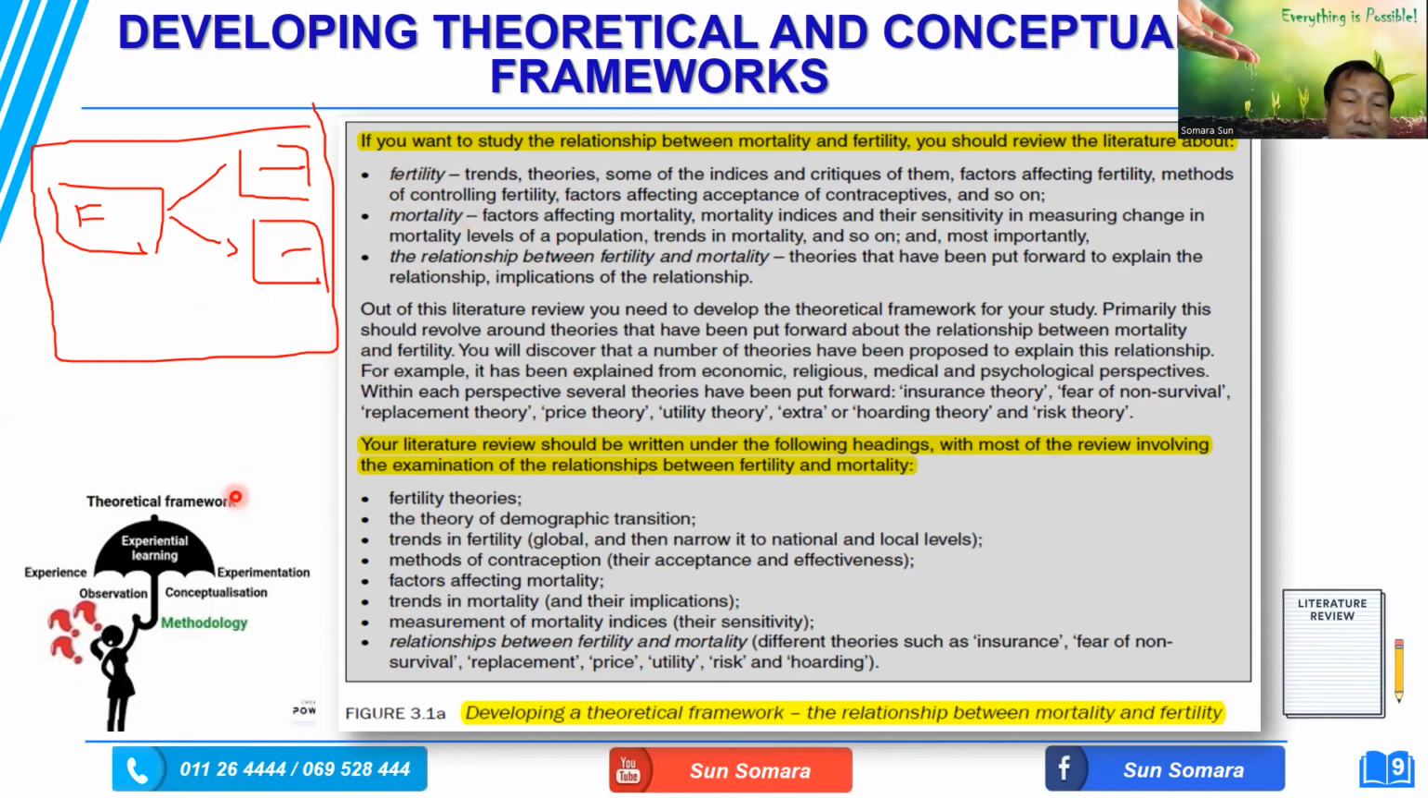Yeah, this is just about the theoretical framework about experiential learning. In the other subject you also learn about experiential learning. So what is it? Theoretical framework for experiential learning is just about their experience, their observation, conceptualization, experiments, and so on. So those are the things that they can come up with.